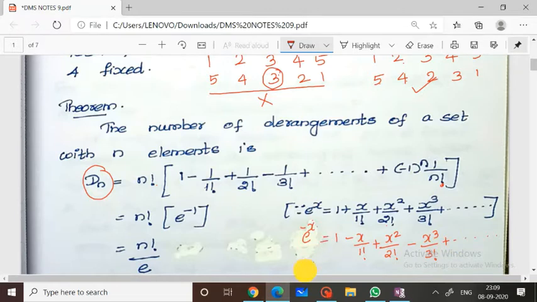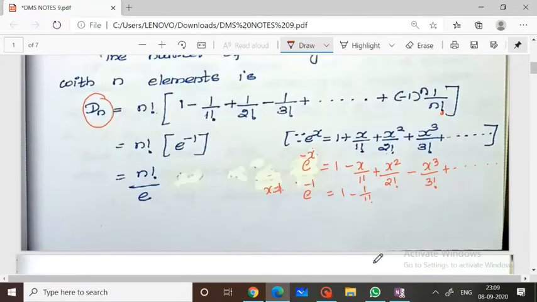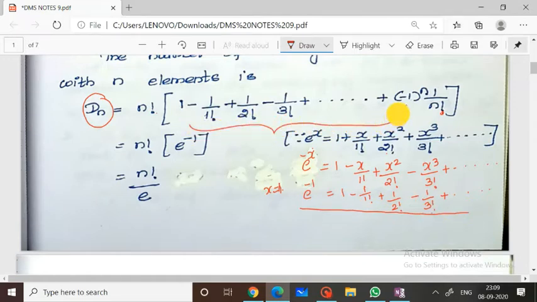Now let us substitute x equal to 1. Then we get e raised to minus 1 equal to 1 minus 1 by 1 factorial plus 1 by 2 factorial minus 1 by 3 factorial plus etc. So this expansion is equal to e raised to minus 1, which can be replaced as 1 by e, so n factorial goes with e in the denominator.